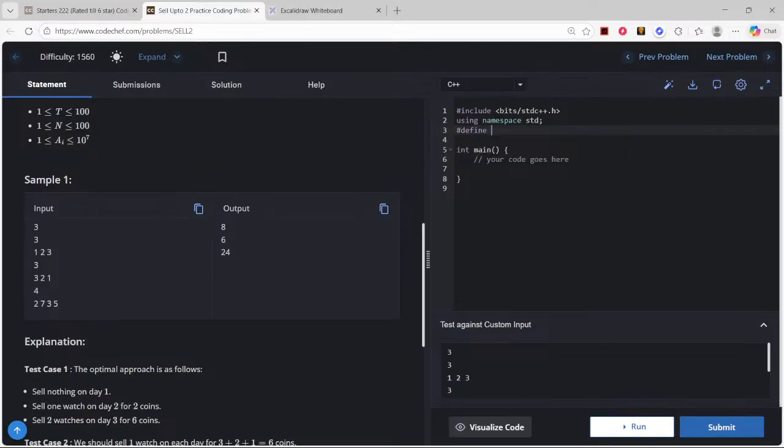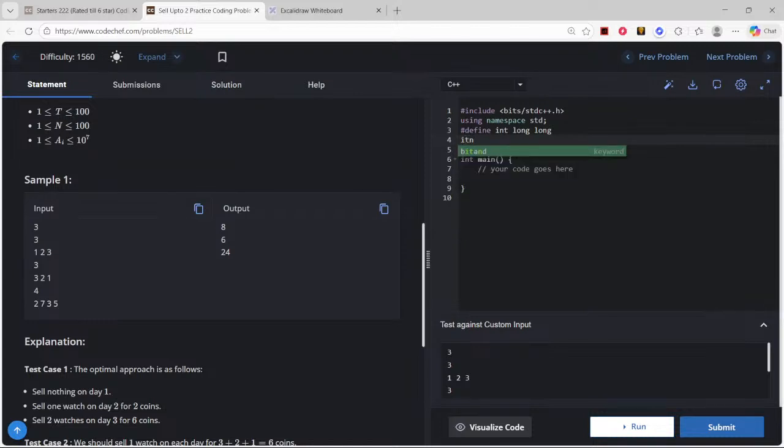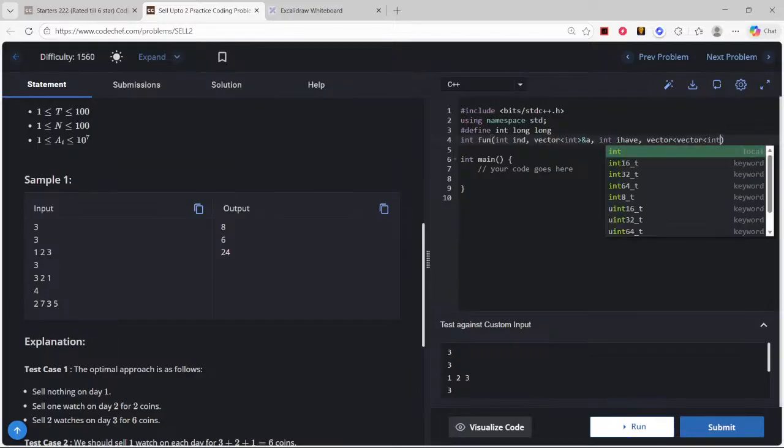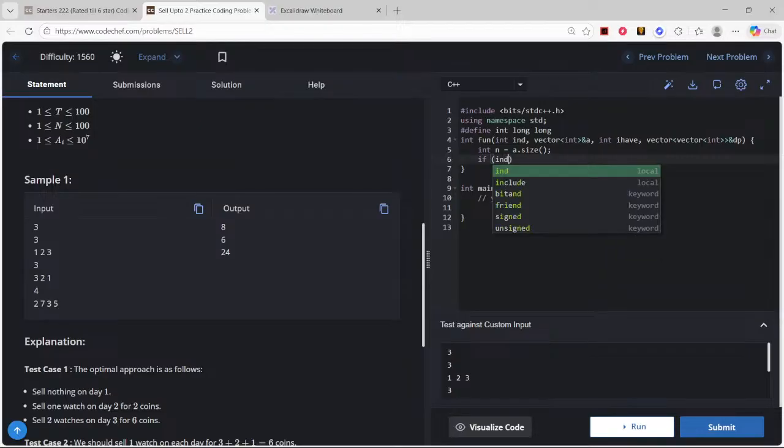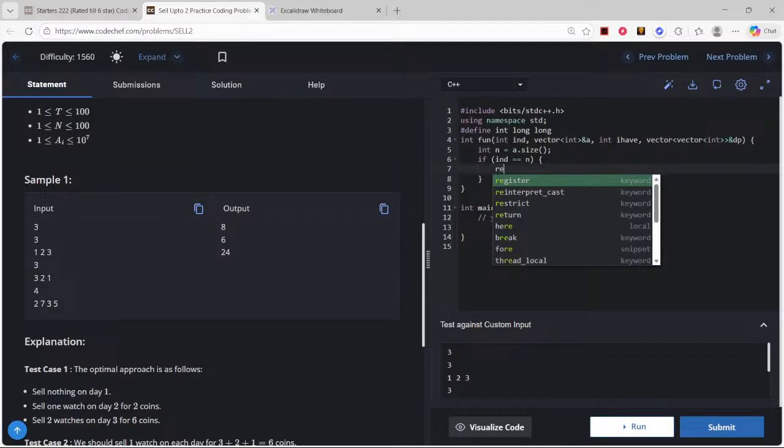Like define int as long long, right? And one int and vector, and I have integer n is equal to a dot size. If I is equal to n, right, return zero.